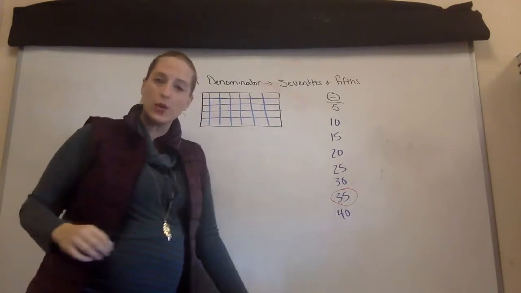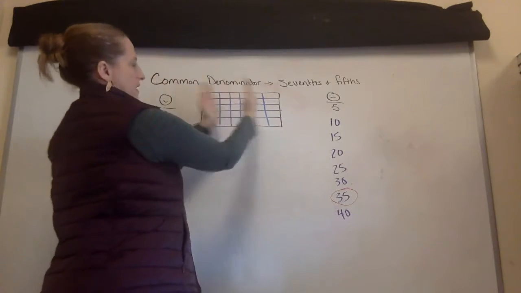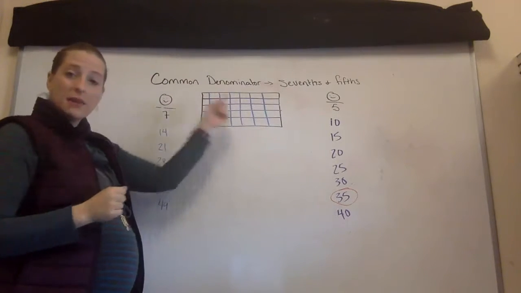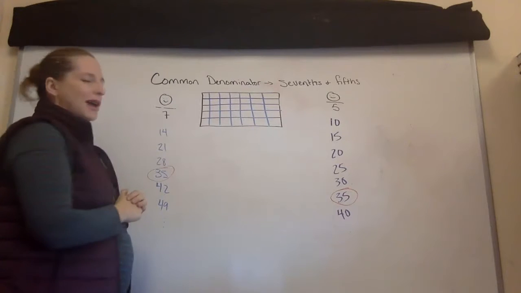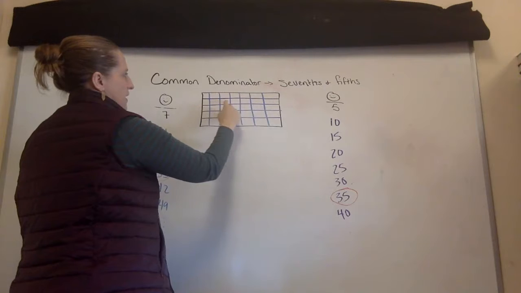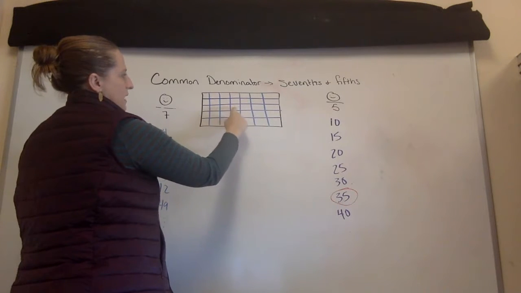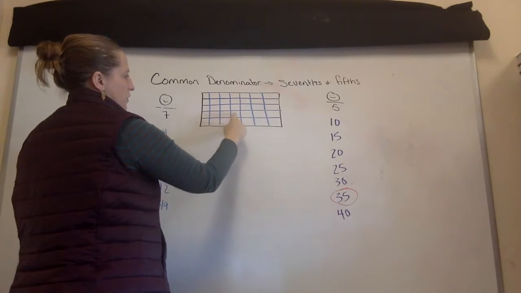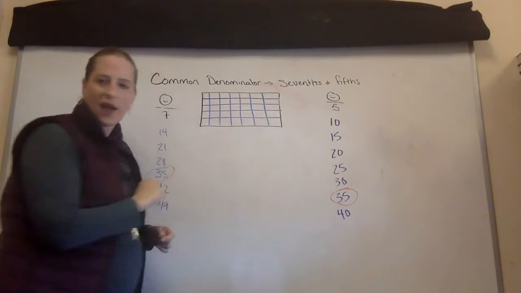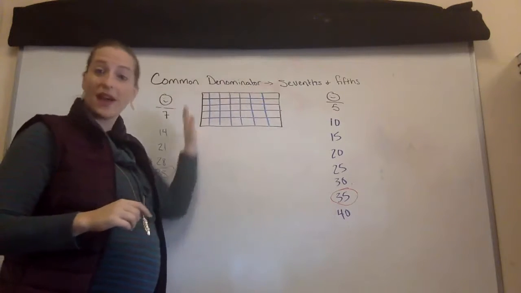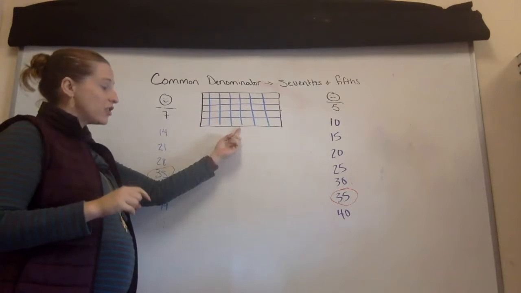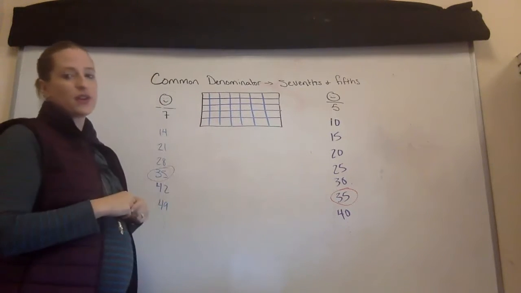Now, here's what's cool about this area model. I showed sevenths this way. I showed fifths this way. And now look, my grid, my area model, has been split into how many equal pieces? 1, 2, 3, 4, 5, 6, 7, 8, 9, 10, 11, 12, 13, 14, 15, 16, 17, 18, 19, 20, 21, 22, 23, 24, 25, 26, 27, 28, 29, 30, 31, 32, 33, 34, 35. So I've now shown 35 equal pieces is going to be my common denominator. So my area model has shown that common denominator of 35.